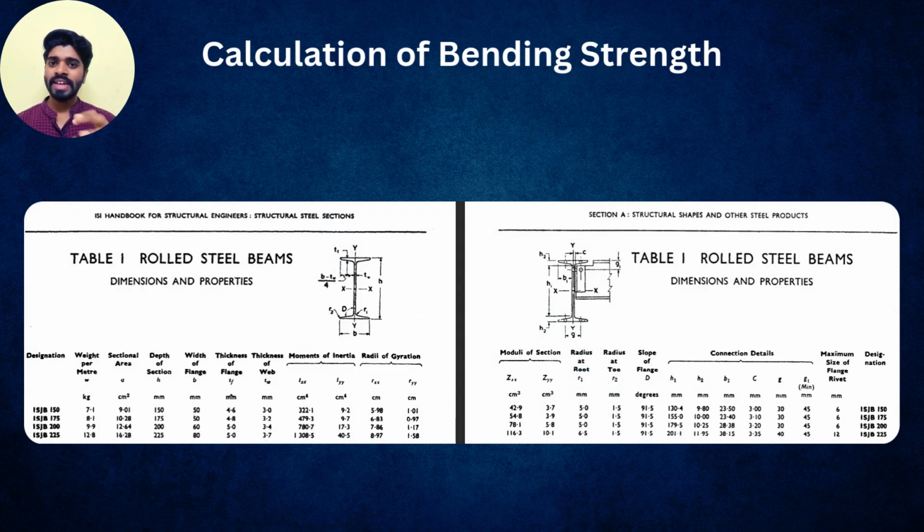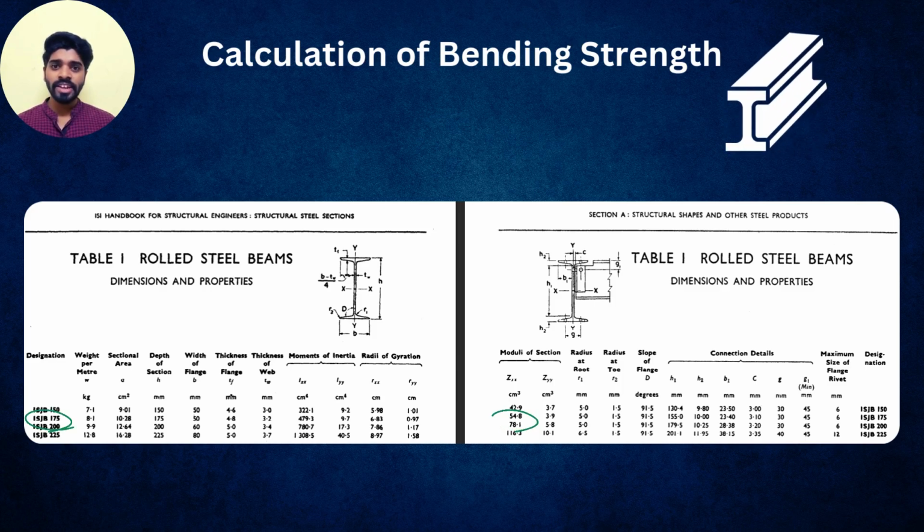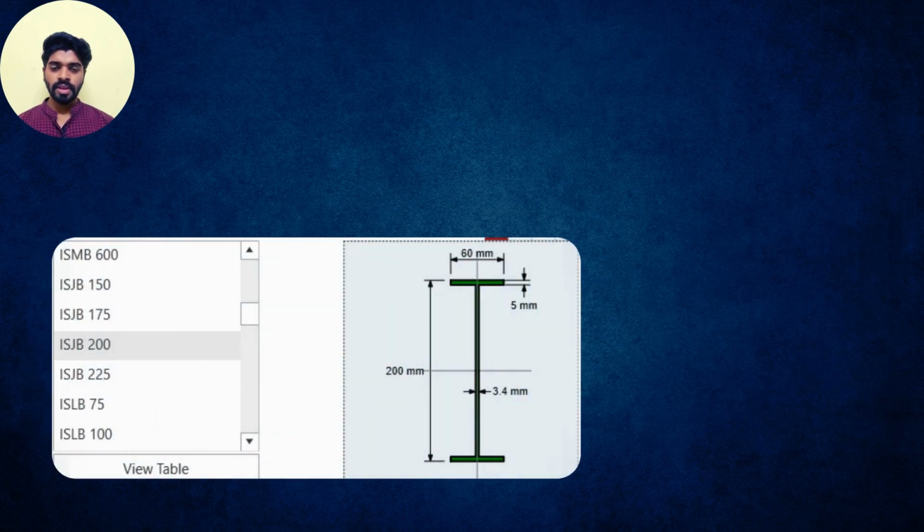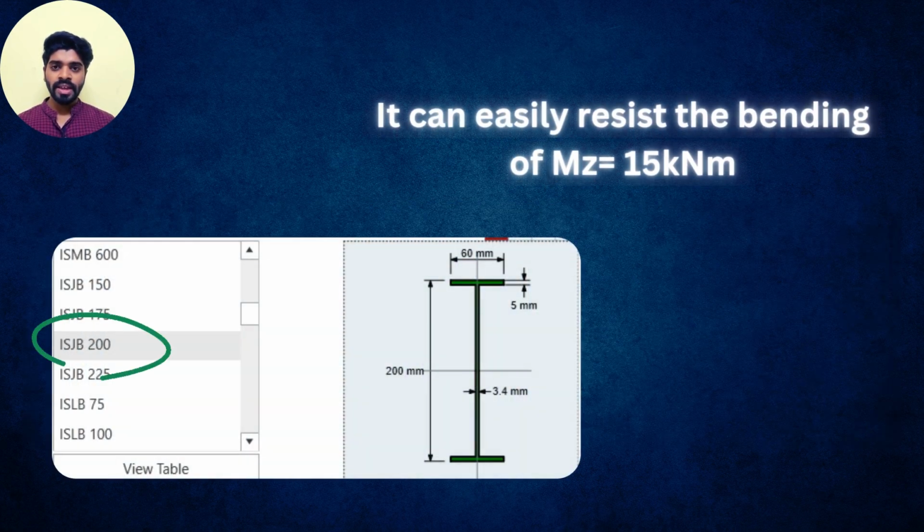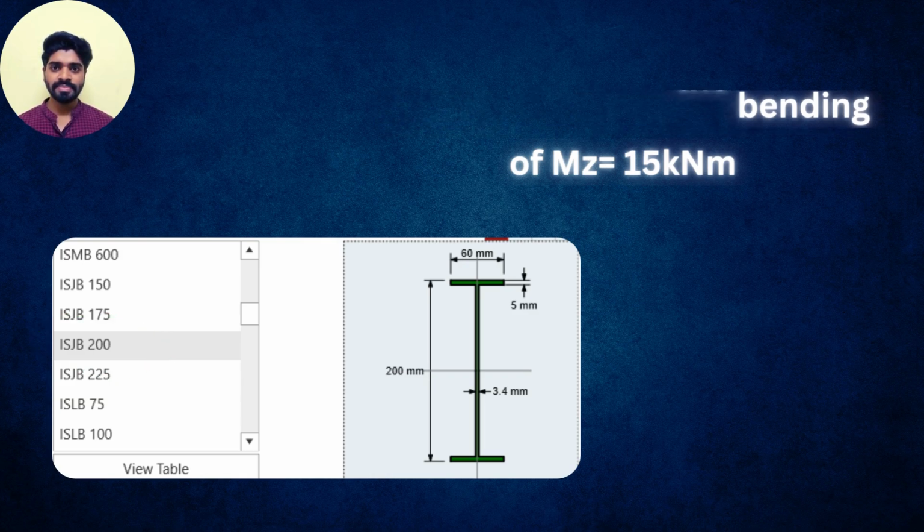Now Gullu took out the Indian steel table and he searched for the member whose section modulus is greater than 43 centimeter cube. He found that the section modulus of ISJB 175 and 200 is greater than 43 centimeter cube. Since he wanted to go with the safer side, he selected ISJB 200. So ISJB 200 has enough section modulus to resist 15 kN meter bending strength in the major axis.